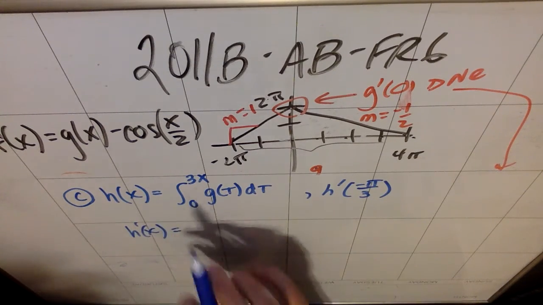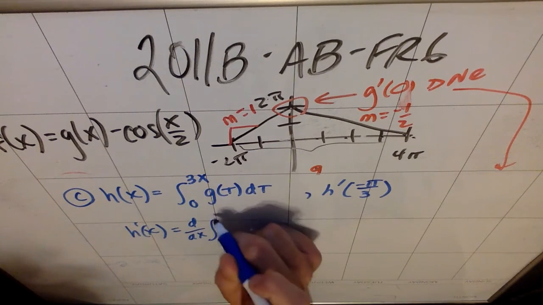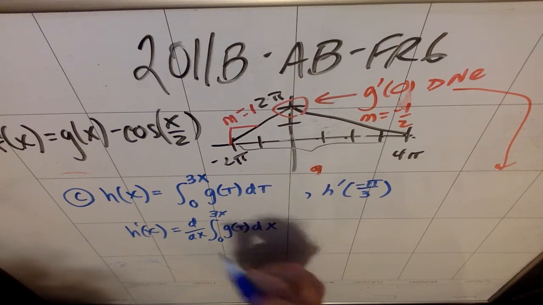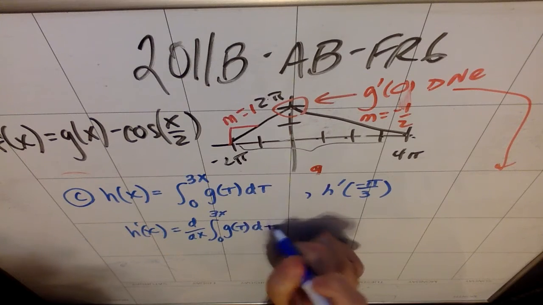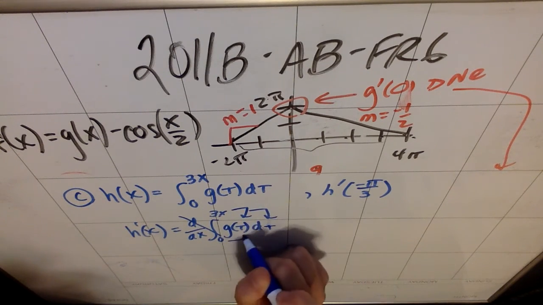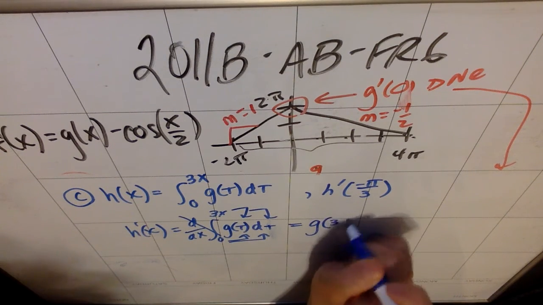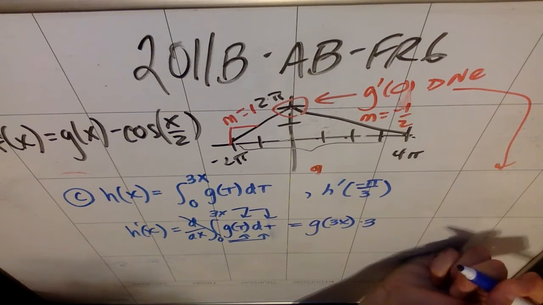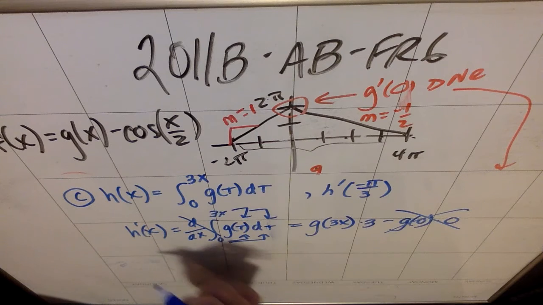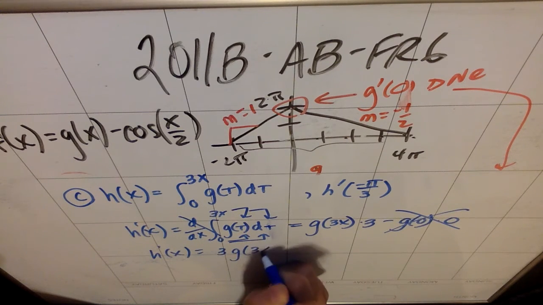When you take the derivative of an integral, the second fundamental theorem of calculus says that differentiating and integrating cancel out as an action. Oh, sorry, it's a dt. My bad. These cancel. I plug the upper limit in for t, minus I plug the lower limit in for t. So what's going to happen is I'm going to get g of 3x times the derivative of 3x, which is 3, minus g of 0 times the derivative of 0, which is 0. So I'm going to get that h prime of x is 3 times g of 3x.